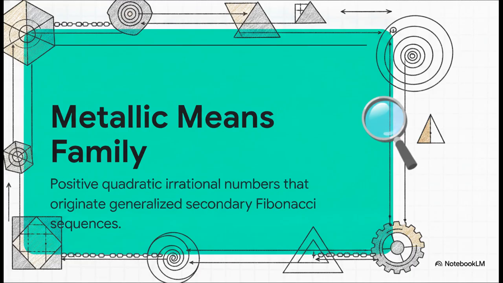Essentially, these are special numbers carrying the names of metals that are born from generalized secondary Fibonacci sequences. What makes them so magical is that they are the absolute only positive quadratic irrational numbers that satisfy both arithmetic additive properties and geometric progressions at the exact same time. Okay, in plain English, they are the perfect mathematical bridge for scaling things up or down proportionally while keeping everything perfectly structurally locked together.